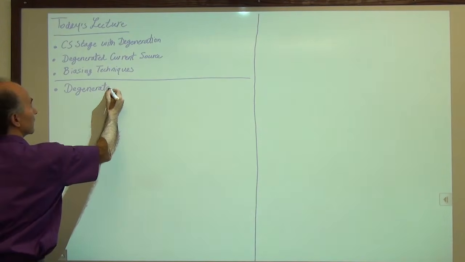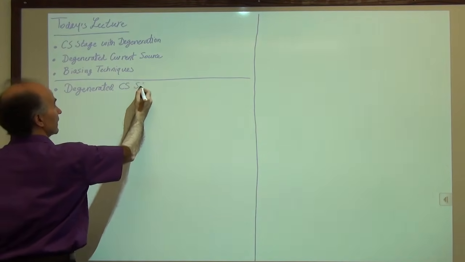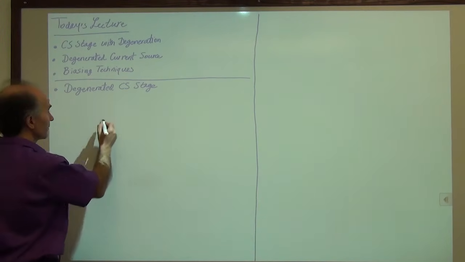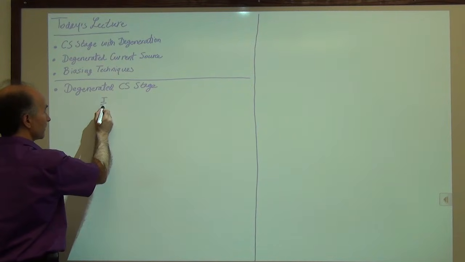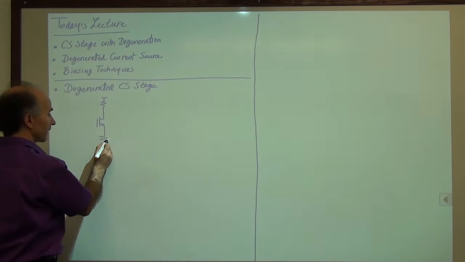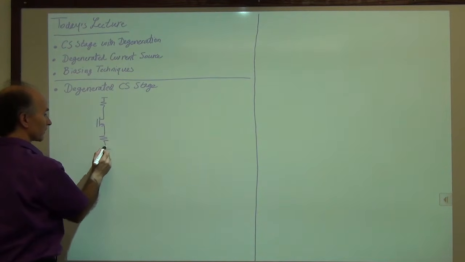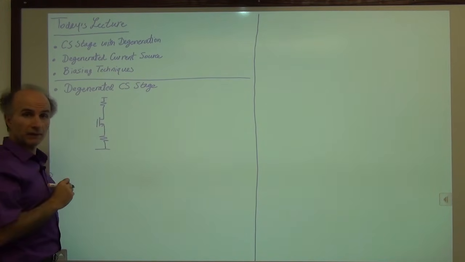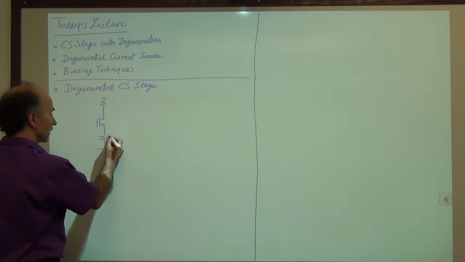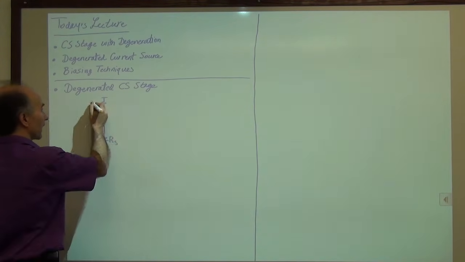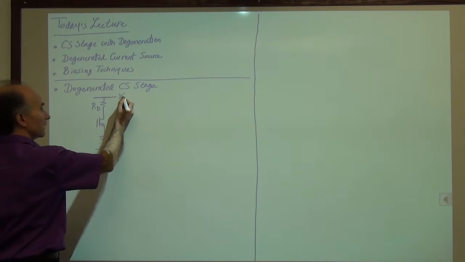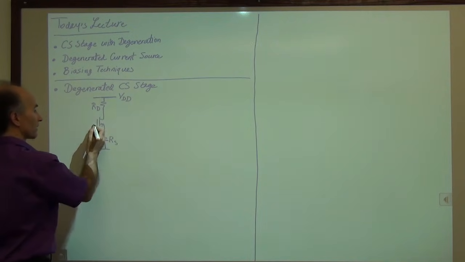degenerated CS stage. And the idea is quite simple. We take a common source stage as we have seen in the past, and we add a resistor from source to ground. Previously, the source was directly connected to ground. Now there's a resistor in between, RS. And like before, we have a resistor to VDD. This is our supply voltage, power supply.